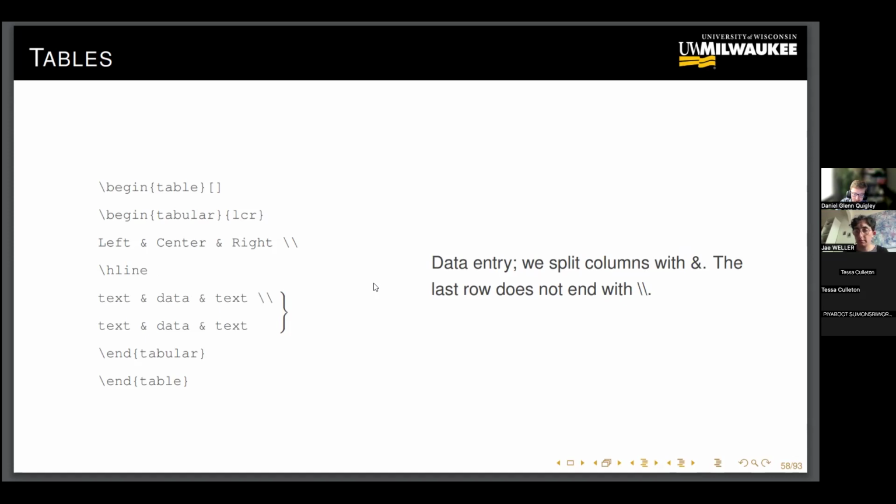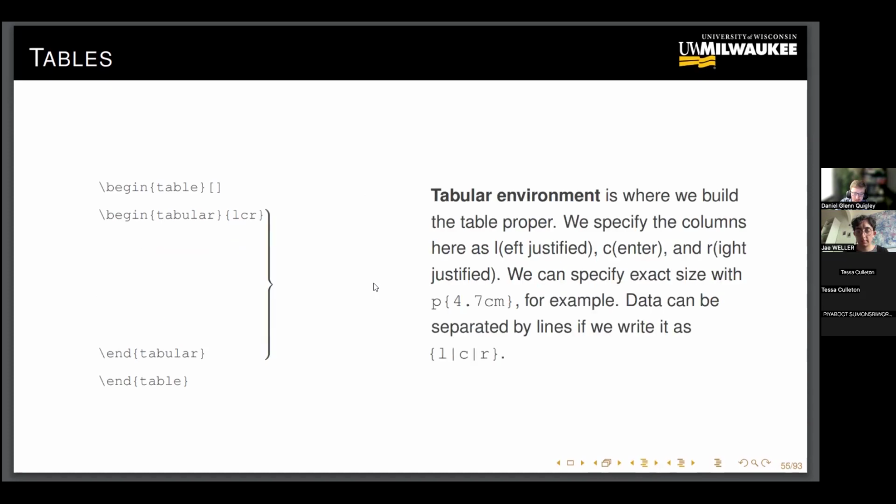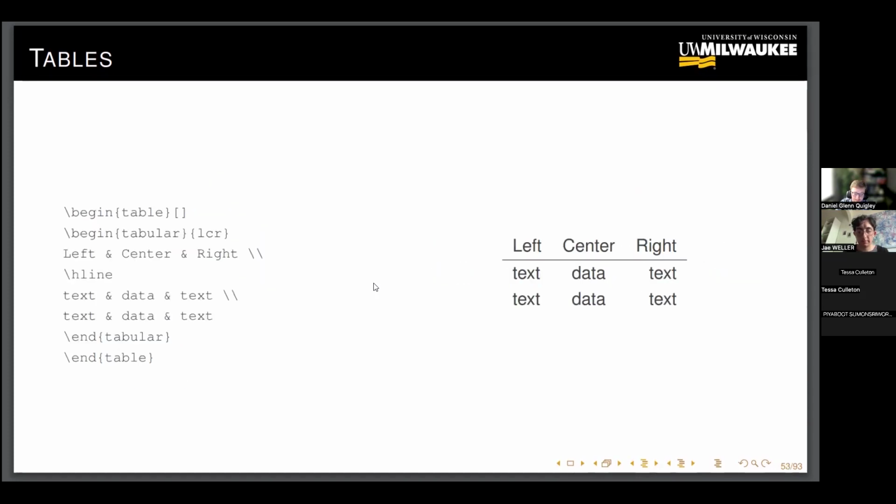The last row here is not going to end with a double slash because that's just the last row of the table. It's not expecting any more rows. And so this gives me this table here.